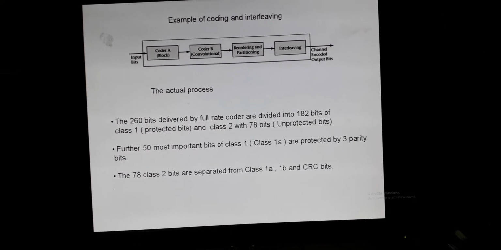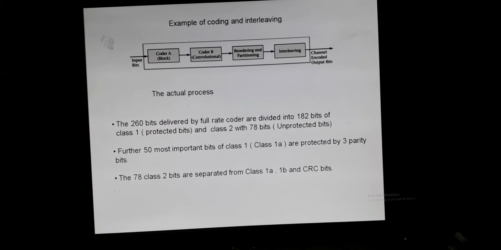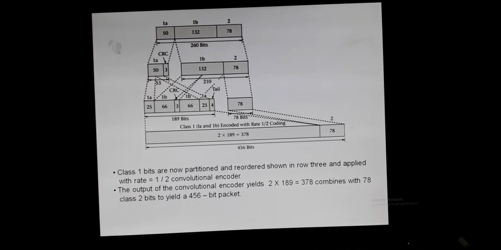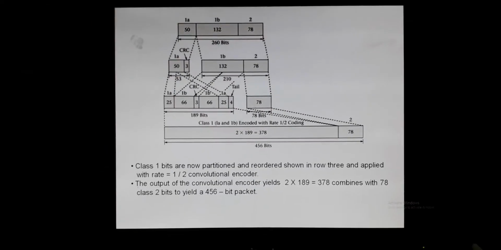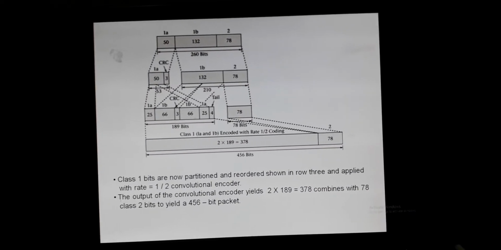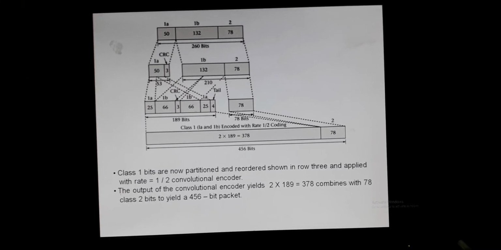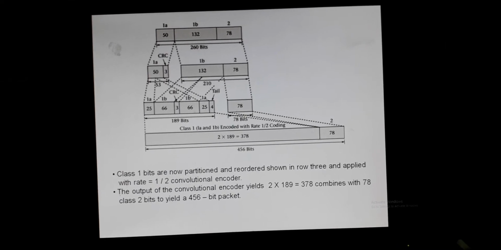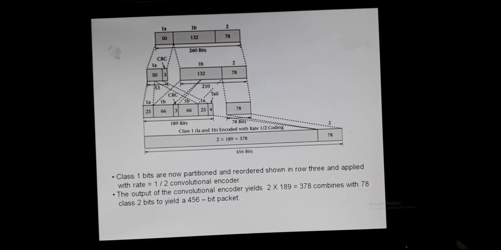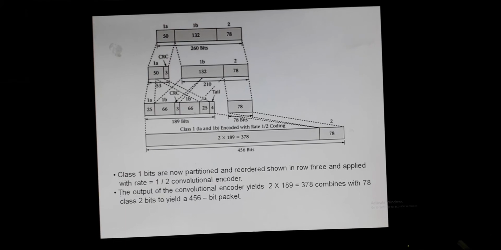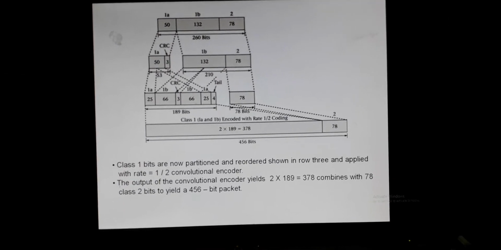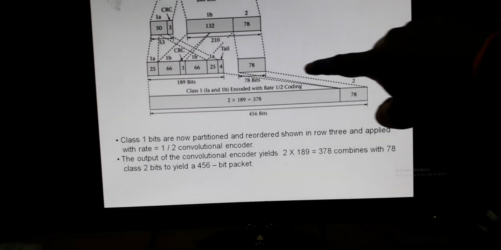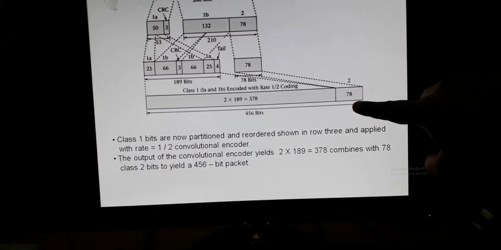Class 1 is divided into class 1A, class 1B and CRC bits. So this is how we can divide. Class 1A is the 50 most important bits, class 1B is 132 bits, class 2 is 78 bits. Class 1A has 3 CRC bits. So the 78 bits, as you can see here, will be taken as they are, just transferred.